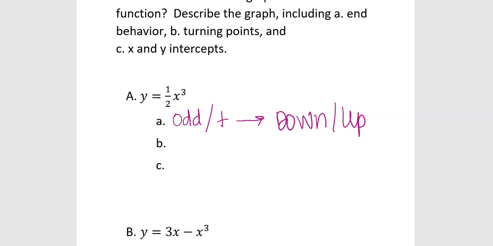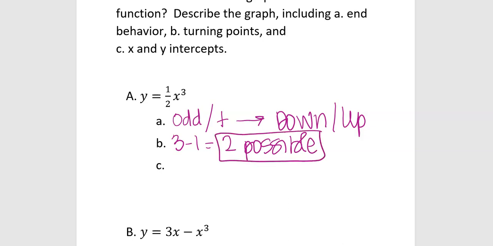For the turning points, I'm not going to make you say what they are. I'm going to say how many there could be. So in this one, the highest exponent is a 3. So 3 minus 1 equals 2. I'm just going to say 2 possible. So you take that highest exponent, you subtract 1 from it, and that's how many possible turning points there could be. Doesn't mean there always is, but there could be. And basically, if you were graphing, this is what you would use to check to see if you were right. You would check, does my graph go down on the left and up on the right? Do I have no more than 2 possible turning points?